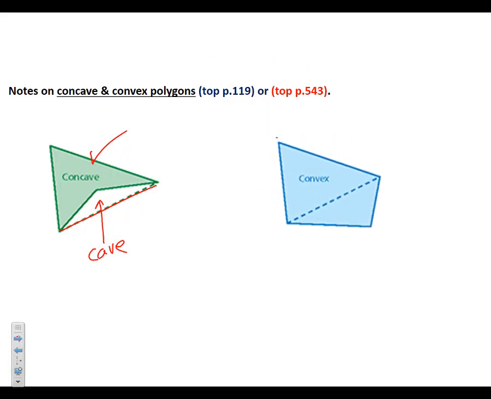Now, convex says I can draw that same line segment between any two vertices, and that line segment will lie completely inside the figure. So from that one to that one, completely inside. And if you're asking, well, what if I do it from this one here to that one over there? It's right on the edge. Well, on the edge is still inside. There's nothing on the outside of that figure, and that is convex. And that's what we're going to be dealing with this year.